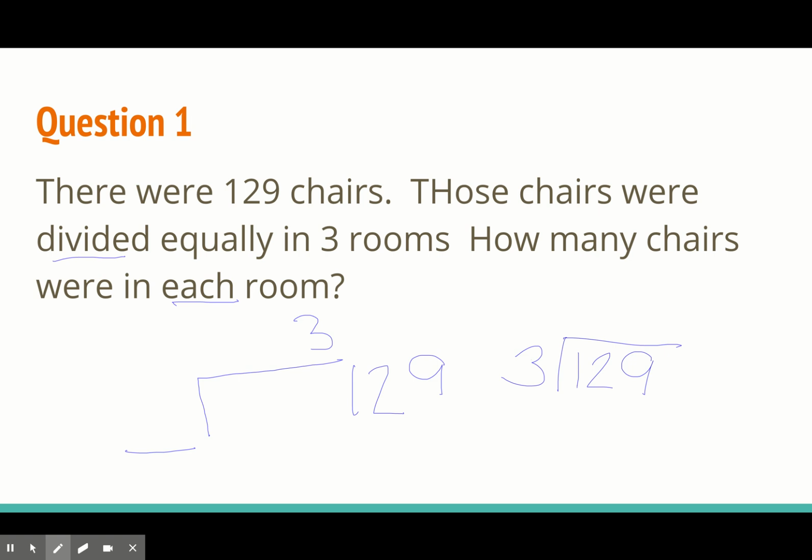Your answer should be 3 goes into 12 4 times, and then 3 goes into 9 3 times. So there would be 43 chairs in each room. And if you wanted to double check it, you can always just reverse it. 43 times 3 is 9, and that's 12. All right, not too hard. Let's go on to the next one. Here we go.